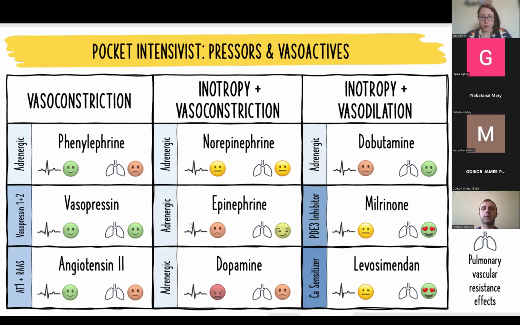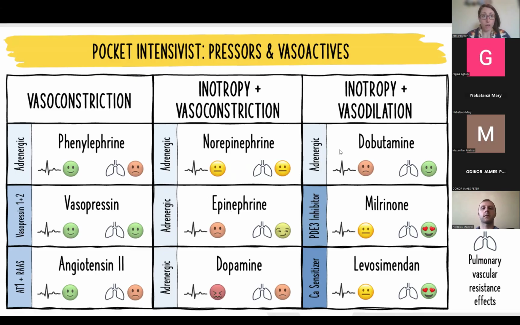It's very irritating to the heart, but it's really great for the lungs. Realize, sometimes we give epinephrine for severe asthma or COPD exacerbations because it opens up the airways and decreases bronchospasm and things like that. And so these faces are meant to show you what the effects are of each drug on a specific thing. So we'll go through a lot of these drugs today.